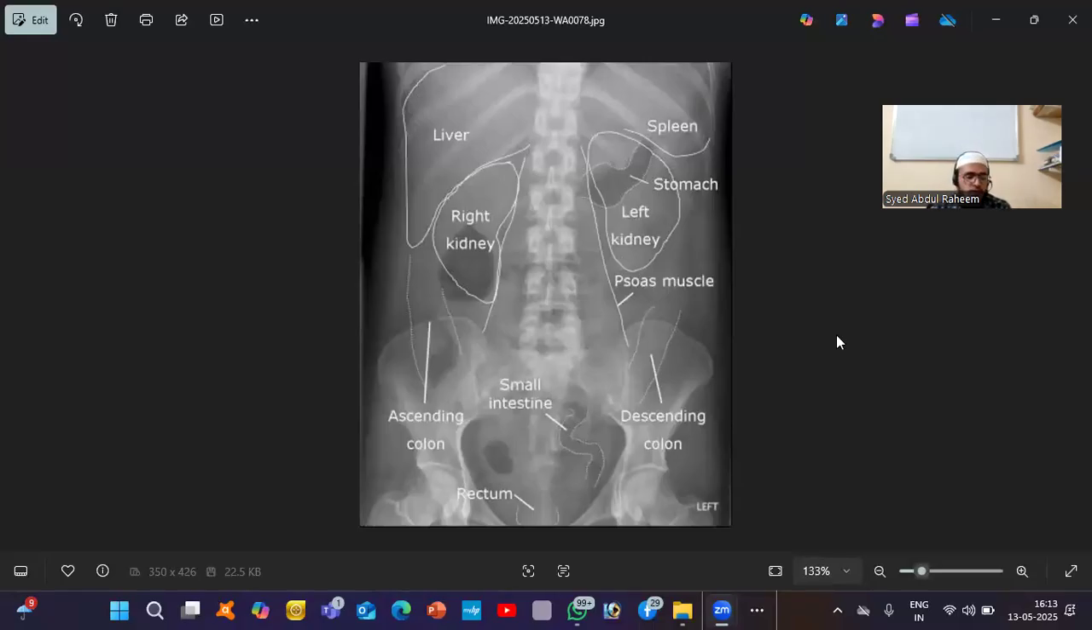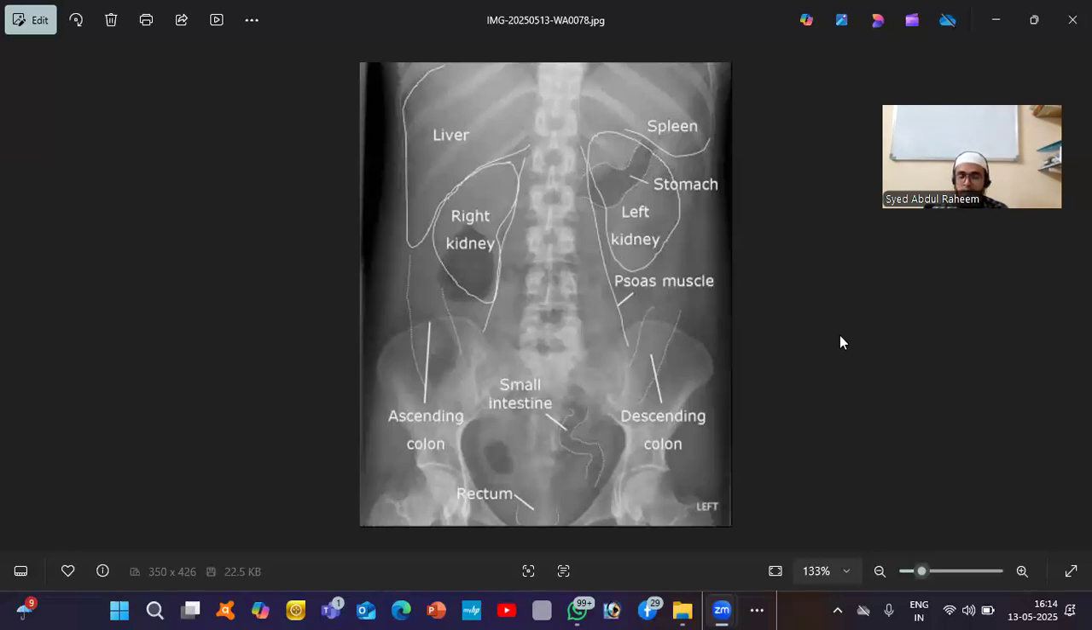So yesterday we talked about different types of modalities in the GIT, gastrointestinal tract. Like X-ray, we have barium swallow, barium meal, barium follow-through, barium enema. Then CT abdomen: plain CT without contrast, NCCT, with contrast, CECT, with a specialized technique, that is CT enterography, and we have MRI.